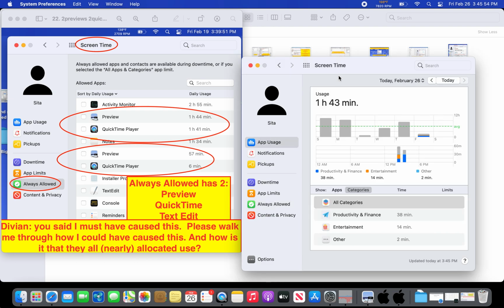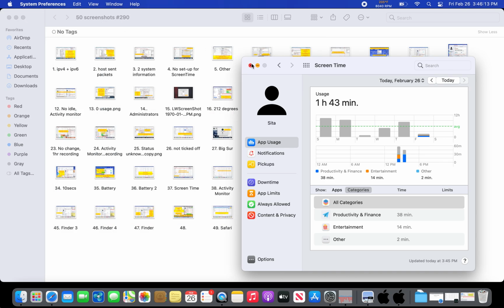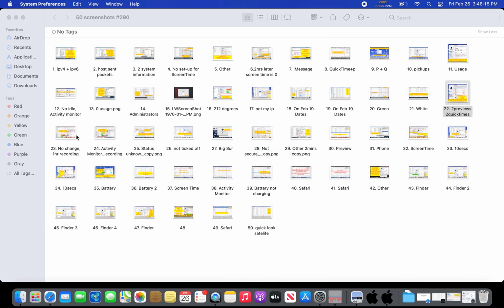I think screen time is a security feature, and it tells me who and what is using my computer and how much, how often. This tells me any problem that's in my computer, and I've already pointed out to you I have things that cannot be explained. 2 Preview and 2 QuickTime and 2 TextEdit. Anyways, let's move on.